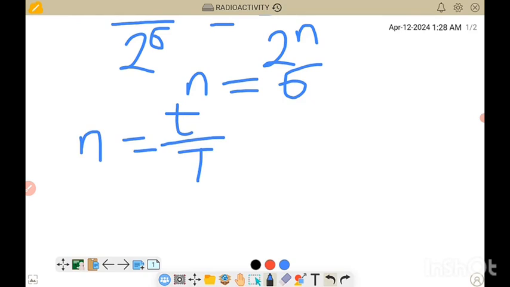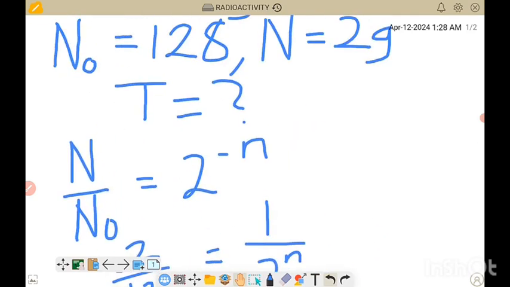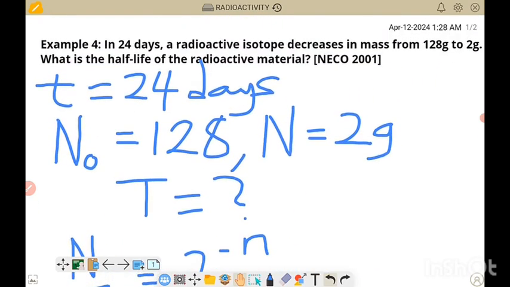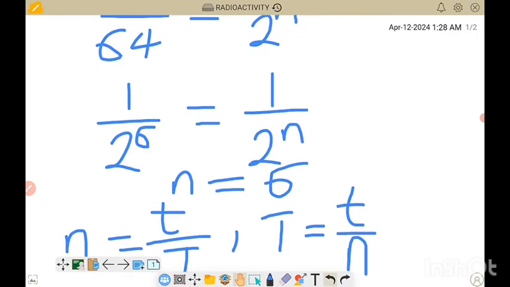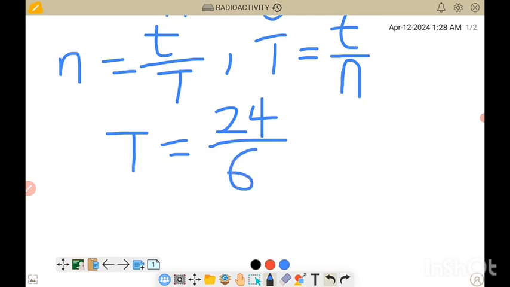But we are looking for capital letter T. We can make capital letter T the subject of the formula by saying small letter t over n. Our n is 6. What's the value of our small letter t according to the question? It is 24 days. So let's bring it into this equation: capital letter T will be equal to 24 over 6, and our half-life will be equal to 4 days.